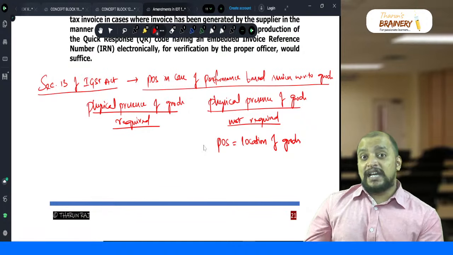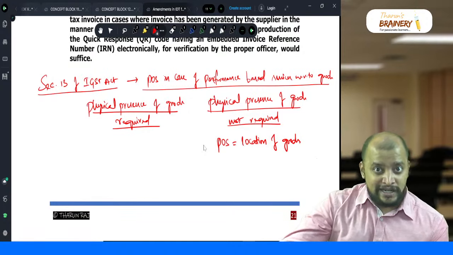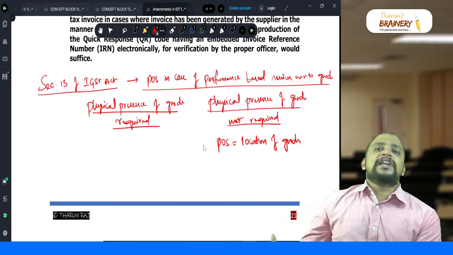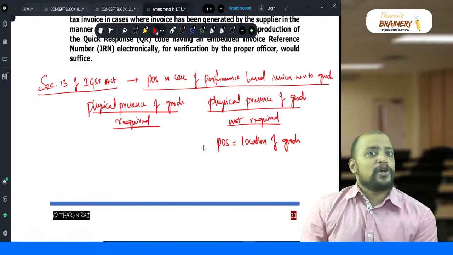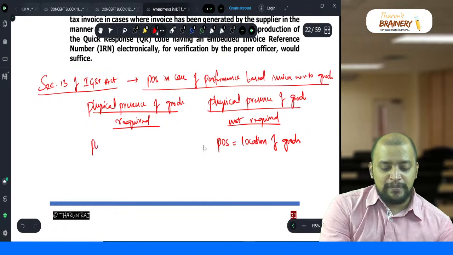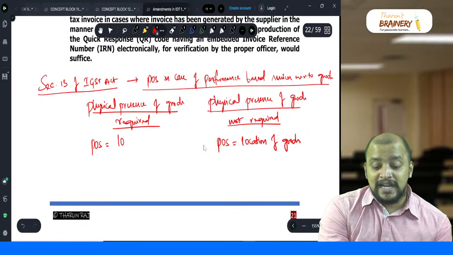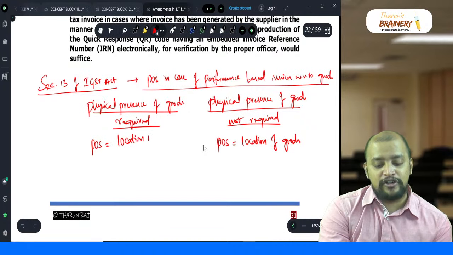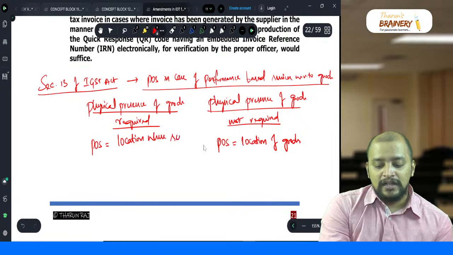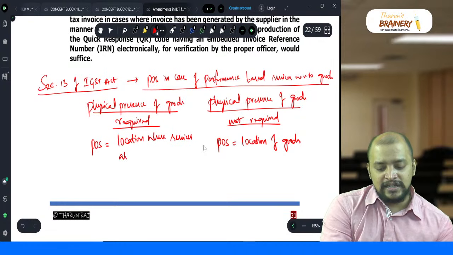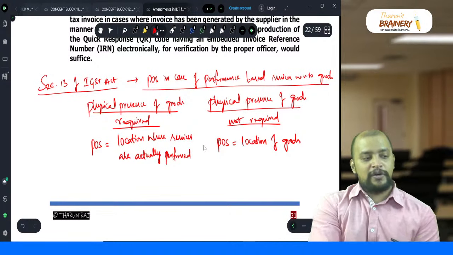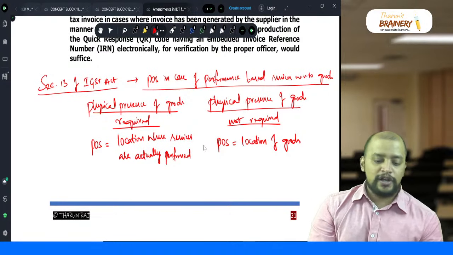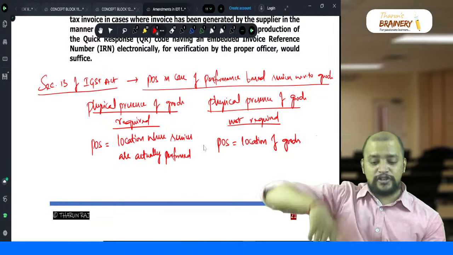Whereas if physical presence of the goods is required, meaning if I need to do any repair, you give me the product, I do the repair on the product, then the place of supply will be the location where services are actually performed. Understood or not? So location where services are actually performed.